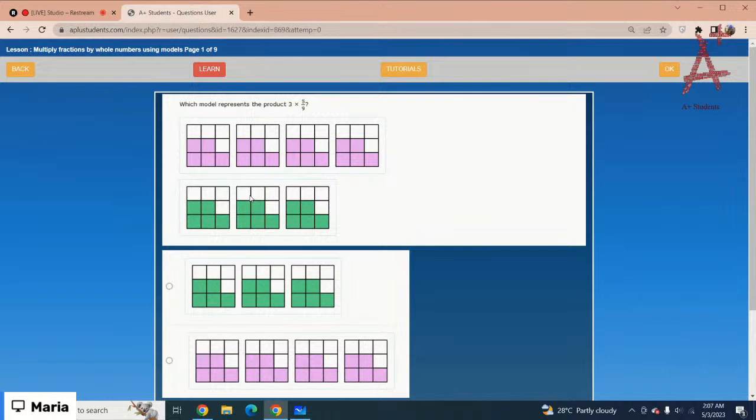Here are 3 shapes. Now see if they have 9 portions, and out of the 9, 5 are colored. 1, 2, 3, 4, 5, 6, 7, 8, 9, 9 portions, and 1, 2, 3, 4, 5, 5 are colored. That means option number 2 is the correct option. They are 3 times 5 over 9. Option number 2 is the correct option. The green one is the correct option.